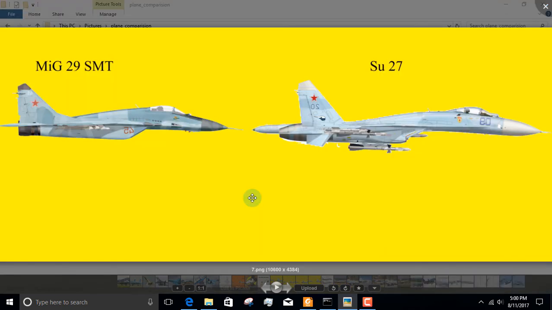So now you have MiGs not only resembling the Su-30, but also the Su-27. Look at how incredibly similar they are. The only difference being that the SMT does not have a nose which is as droopy and as sloped downwards as that of the Su-27.